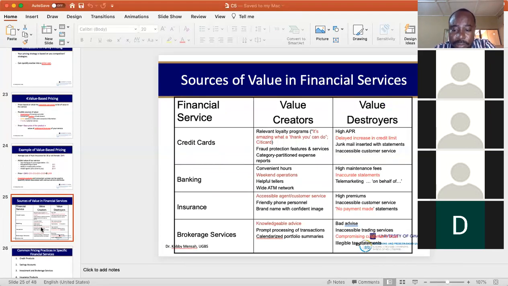Any questions? Yeah. So let's look at sources of value. If you take a credit card, obviously we're looking at convenience. Yeah, Lois, go on.